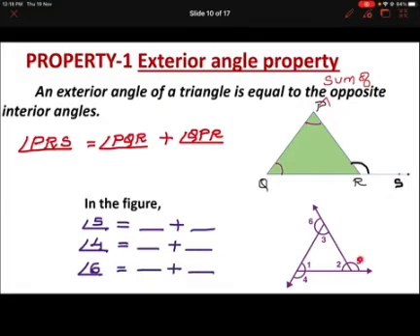Now, in the figure, you can see you have angle 5. Angle 5 is here. So, according to the property, children, can you tell me what is the measure of this angle? According to the property, angle 5 should be equal to angle 3 plus angle 1. Can we write that? Angle 3 plus angle 1. I hope you all agree with me.